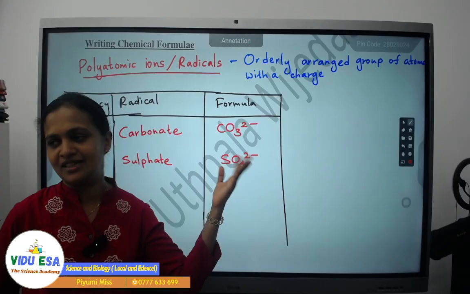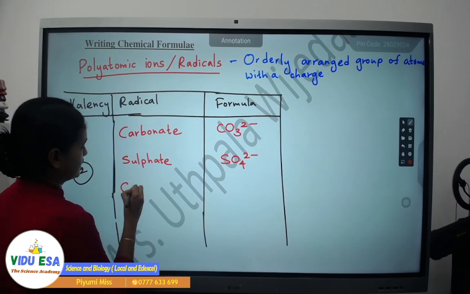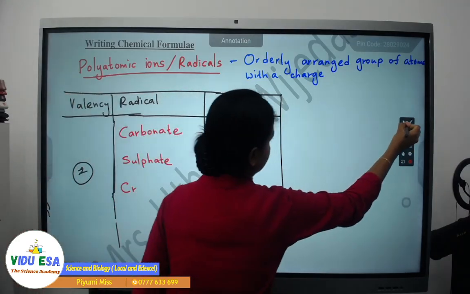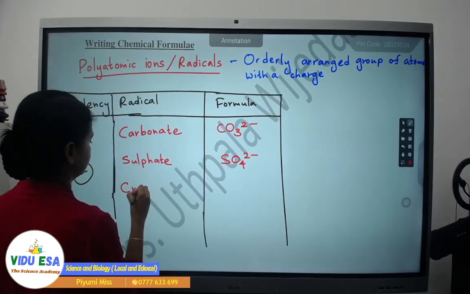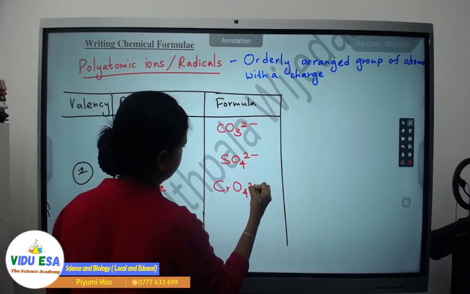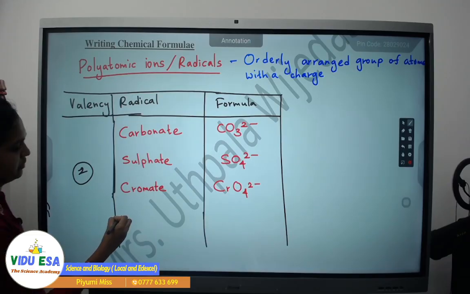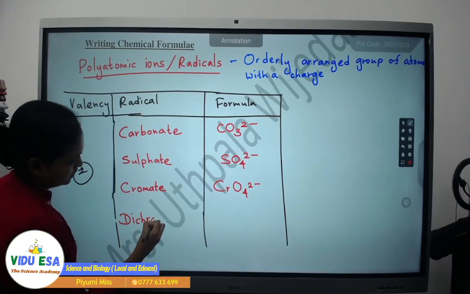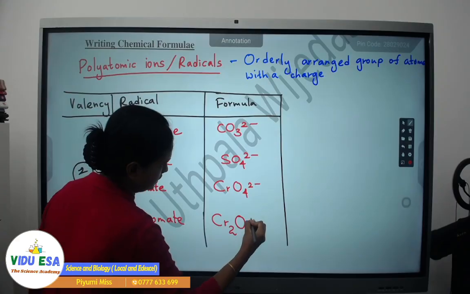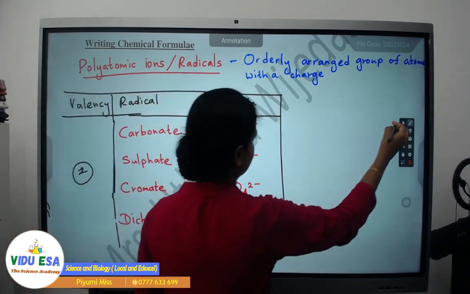normally we write it like this, 2 minus, rather than writing it as minus 2. Then chromate, CrO4 2 minus. Then dichromate, Cr2O7 2 minus. Then you can continue the table with the ones having valency 3.